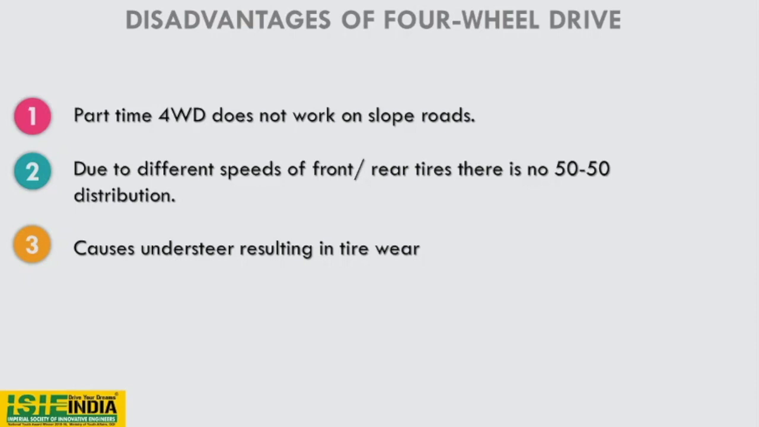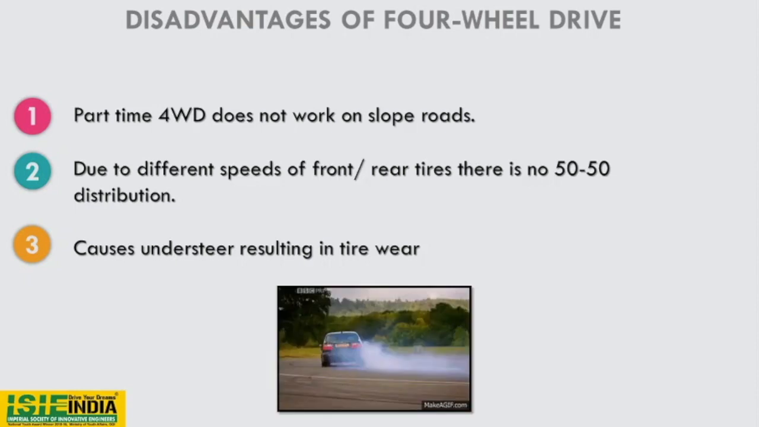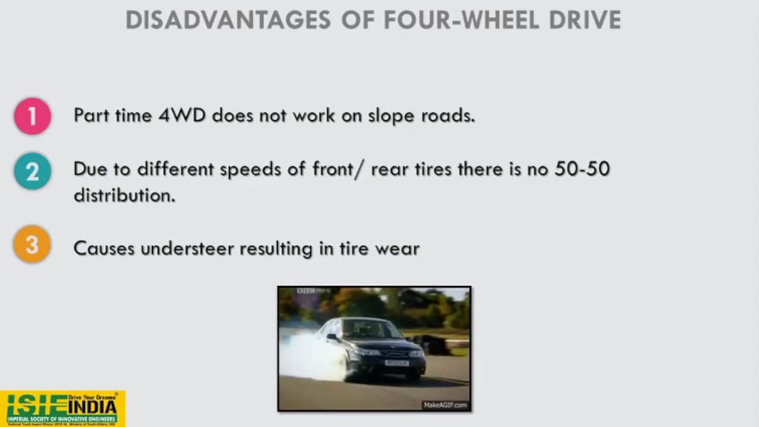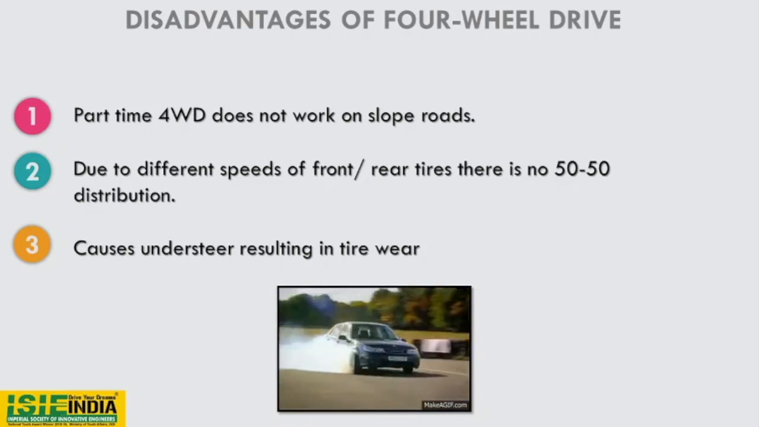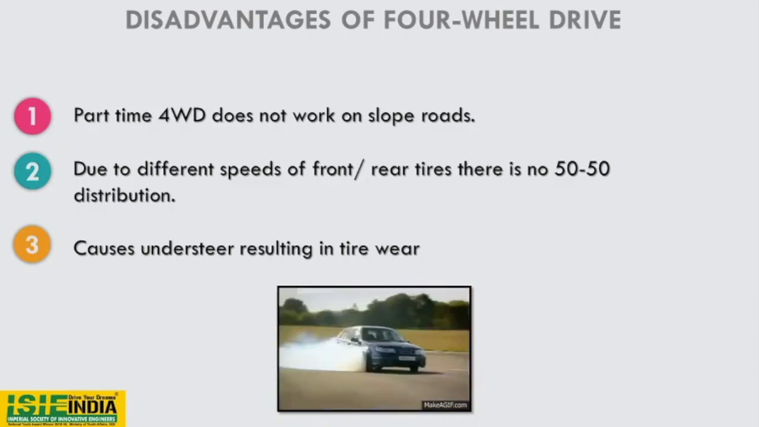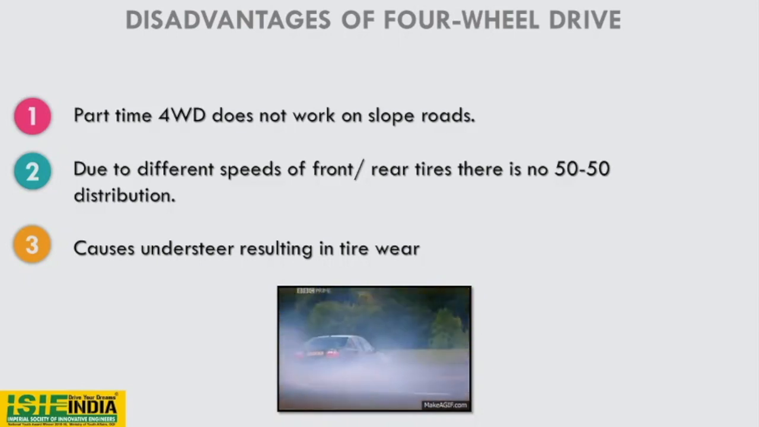And sometimes it provides different speeds to the front and rear tires, as there is no 50-50 distribution. Then it causes understeer, resulting in more tire wear. Let me explain the understeer with the help of a GIF. As you can see in this GIF, we are not able to turn sharply. We have to cover a very long arc to cover the path, therefore resulting in wearing of the tire from the outside.